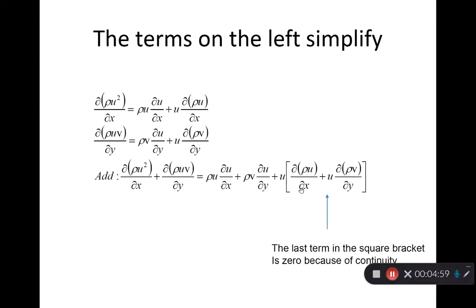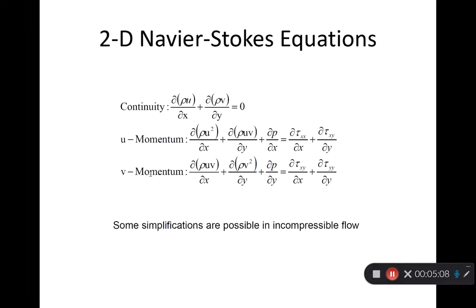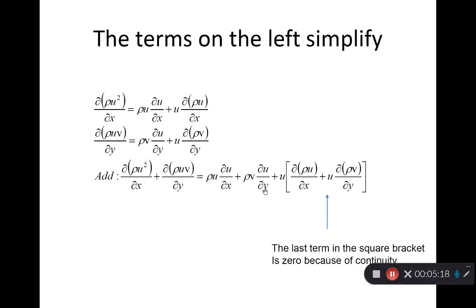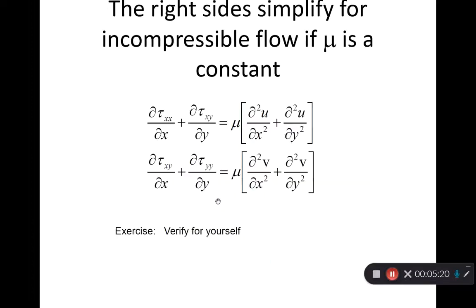This right-hand side within the square bracket disappears because of conservation of mass. So the left-hand side was the first two terms on the U momentum equation. Those could be simplified by invoking the conservation of mass. So this goes away, we end up with this.